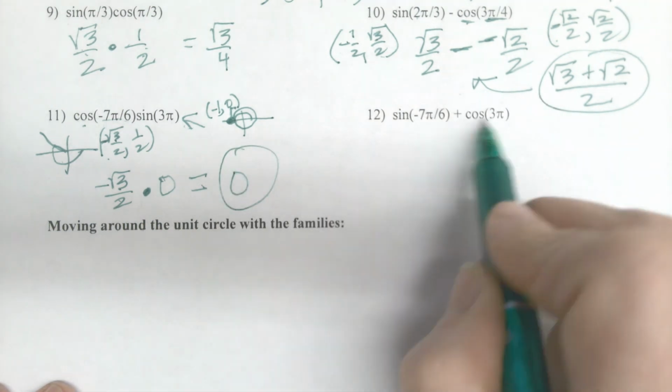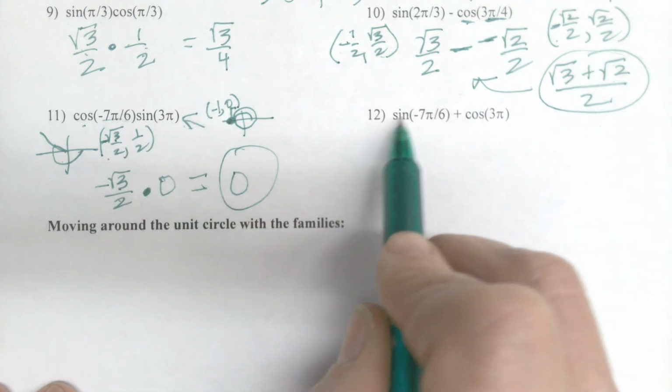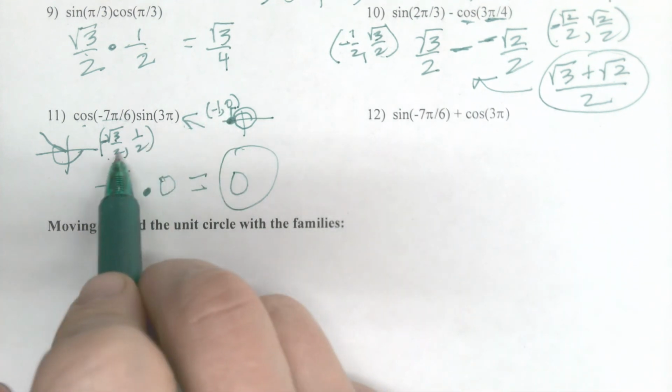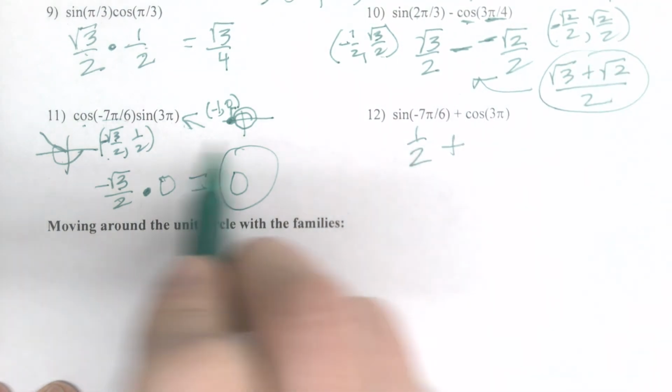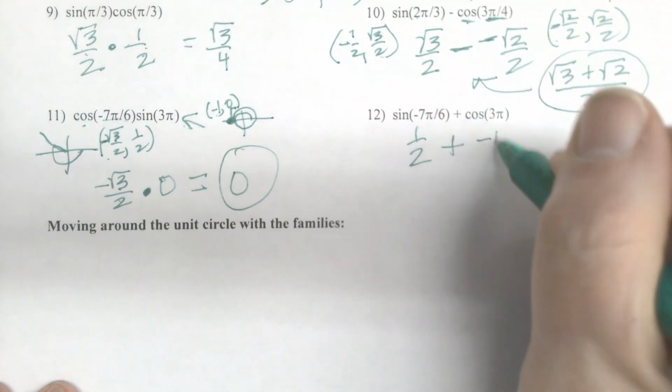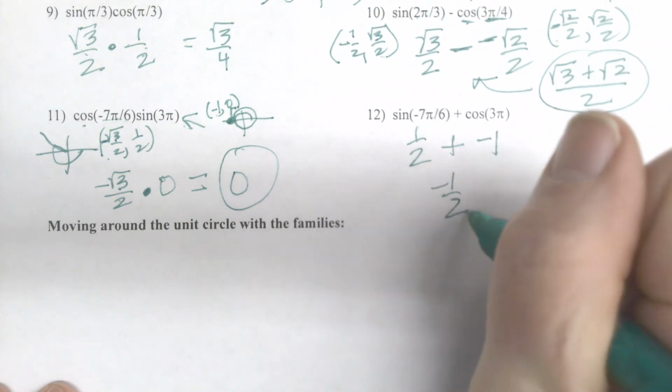I have these same things. I have the same values, except this time I'm looking at the sine of negative 7 pi over 6. So the sine is 1/2 plus the cosine of 3 pi, which is negative 1. 1/2 plus negative 1 is negative 1/2.